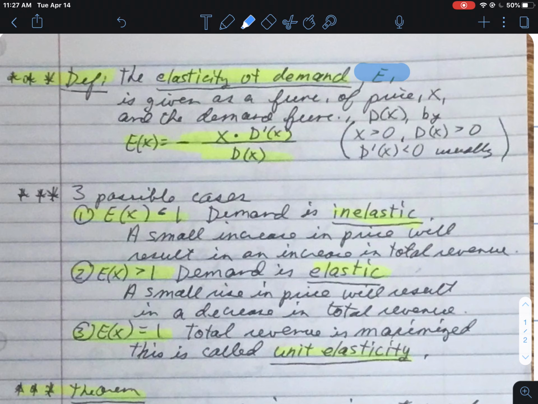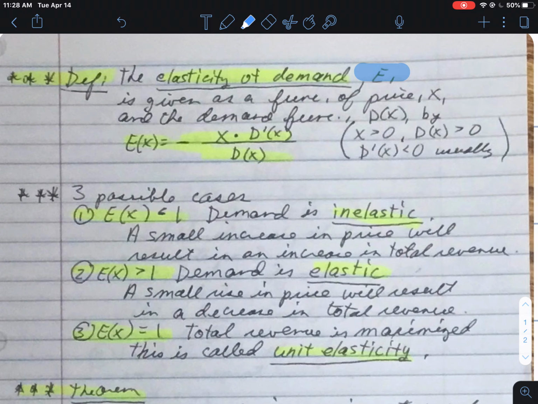Knock yourself out. Now, there are three possible cases. There are three possibilities as far as the value for that elasticity of demand, the value for E. If E of X, if the value of that function is less than 1 for a given value of X, the demand in this case is said to be inelastic.